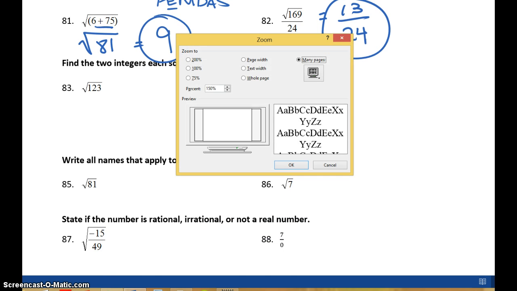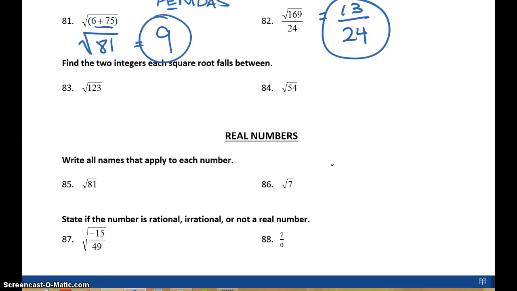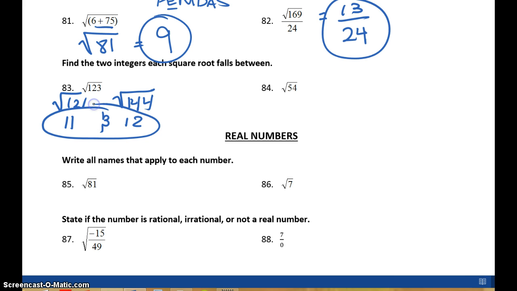For 83 and 84, we are finding the two integers each square root falls between. So now I'm thinking square roots, you guys have that reference sheet that lists perfect squares, I think up to 100. So the two roots that surround the square root of 123, the lower root would be square root of 121, and the upper root, the bigger root, would be 144. So square root of 121 is 11, square root of 144 is 12. So the two integers each square root falls between is 11 and 12 for number 83.